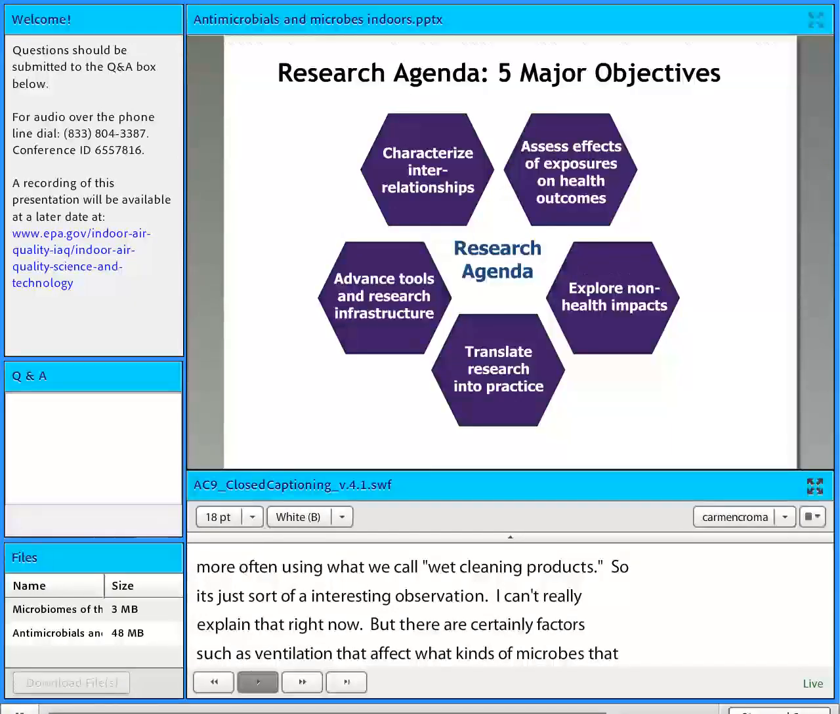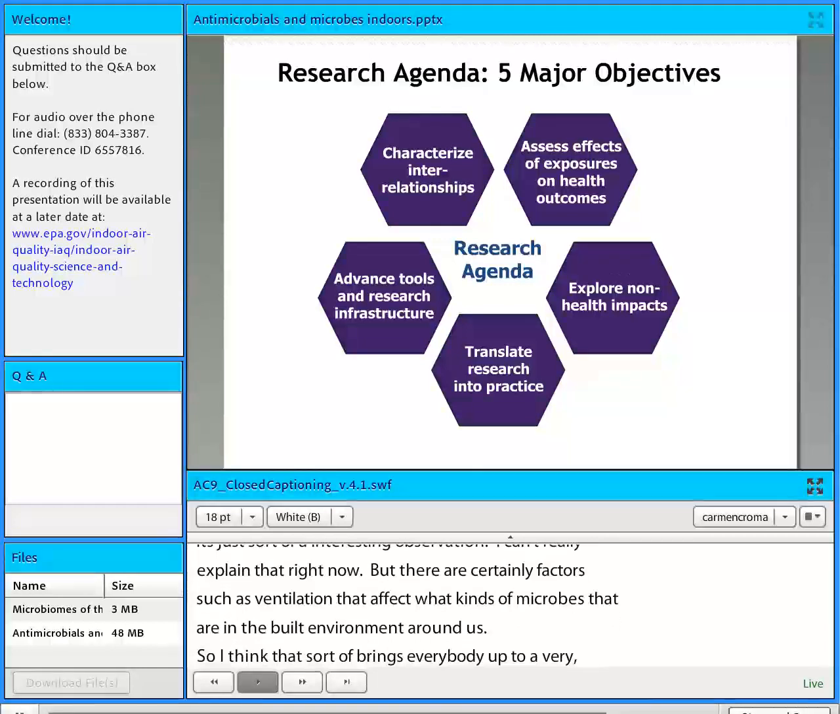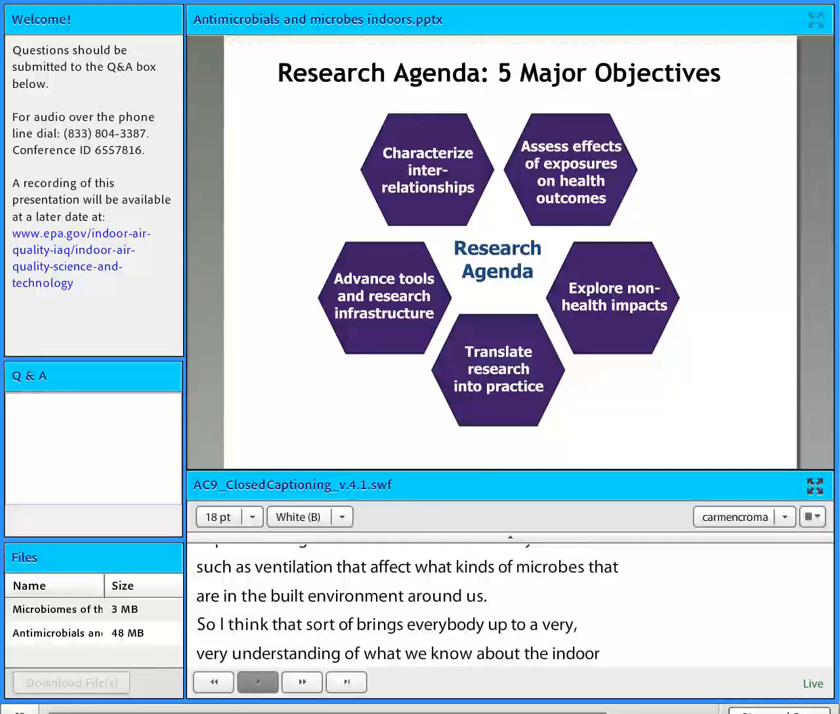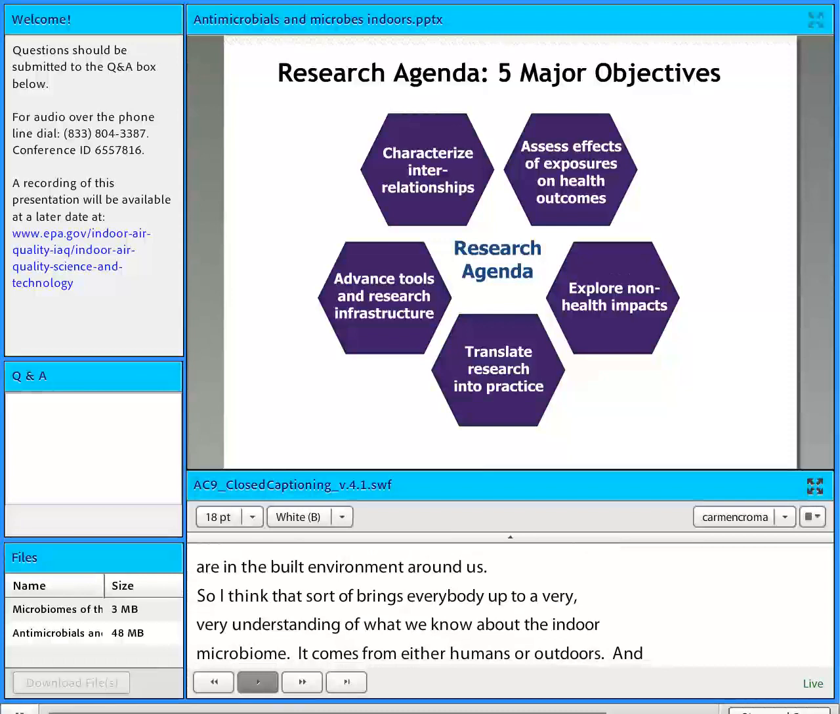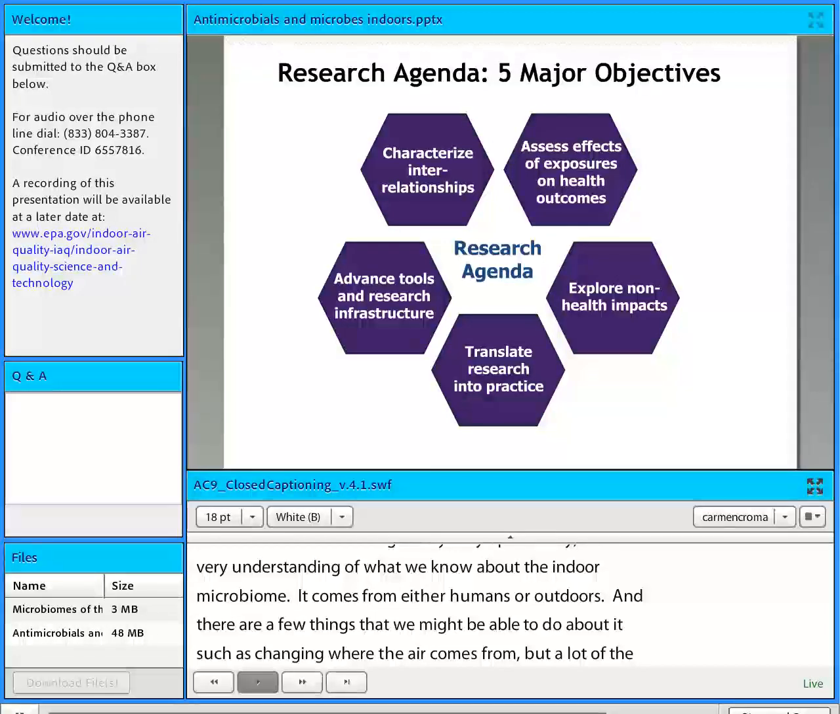So I think that maybe brings everybody up to a very, very coarse understanding of what we know about the indoor microbiome. It comes from either humans or outdoors, and there are a few things that we might be able to do about it, such as changing where the air comes from. But a lot of the microbes indoors really are coming from the indoor inhabitants.